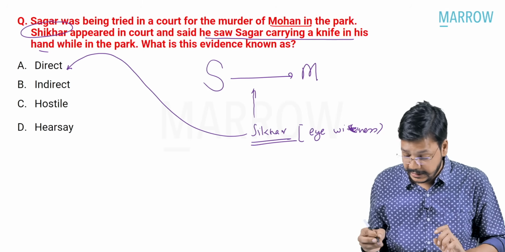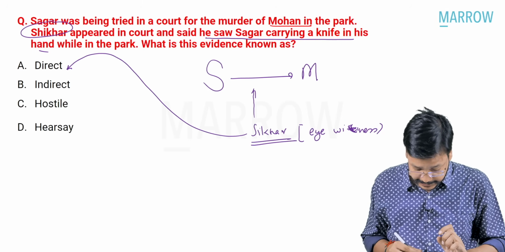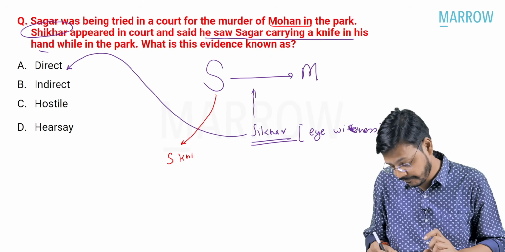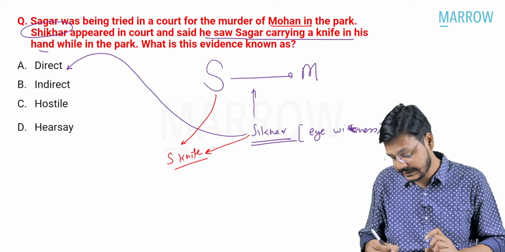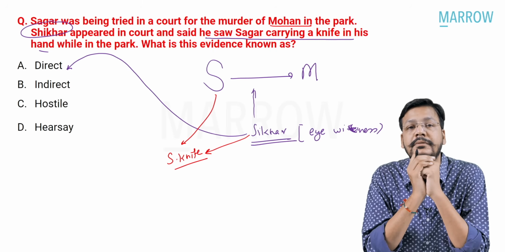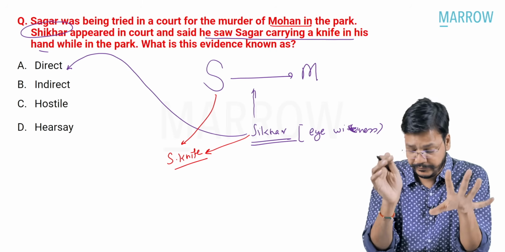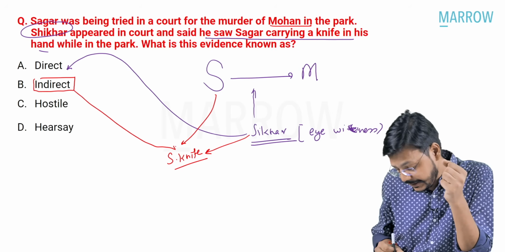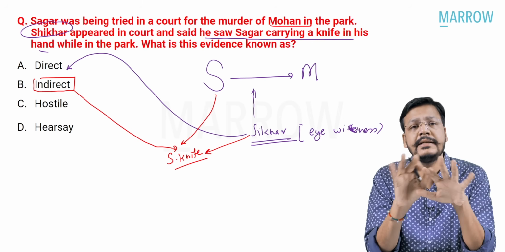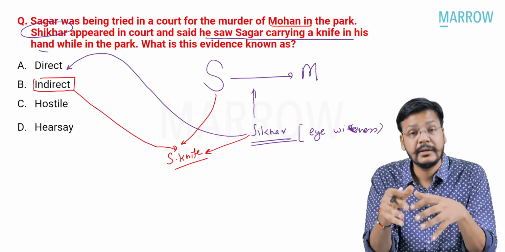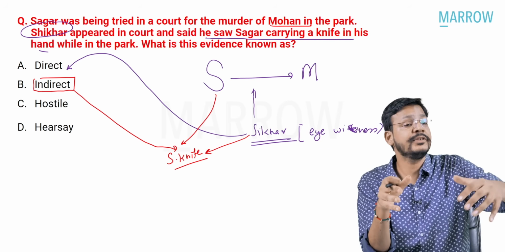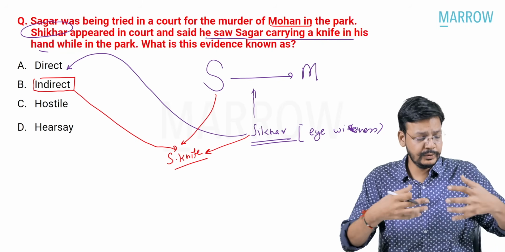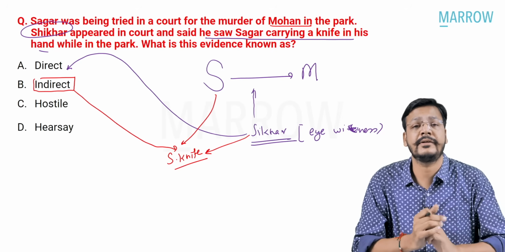But Seeker had not seen the murder. What Seeker has seen is Sagar coming out carrying a knife. It means he is not a direct witness or direct evidence. He is an example of indirect evidence. If I see the murder, I am a direct witness. But if I don't see the murder, but I see the person coming out with a knife, that's indirect. Like I see a person with a blood-stained cloth coming out from the room, that's indirect.